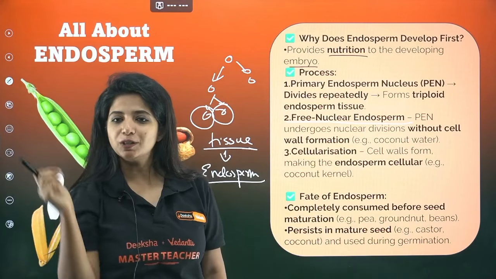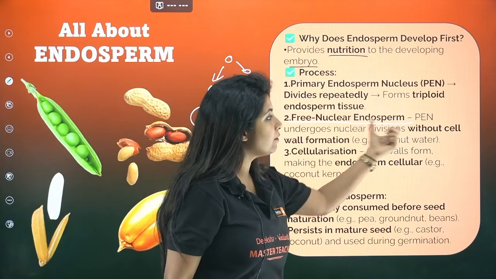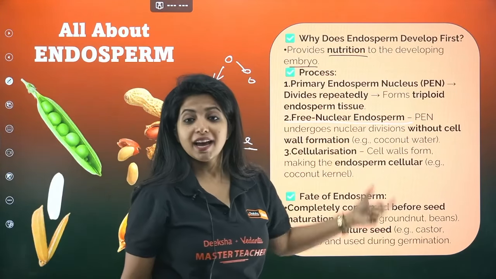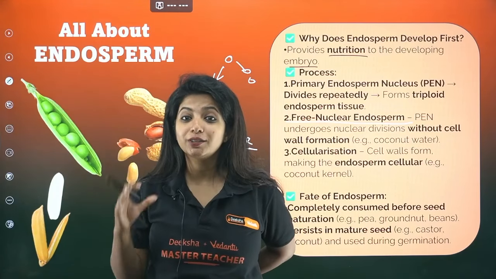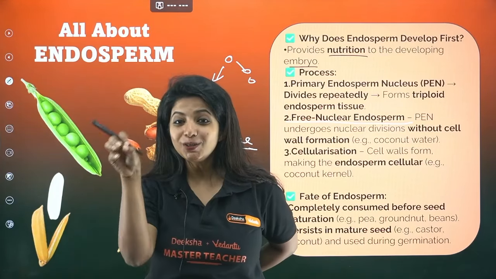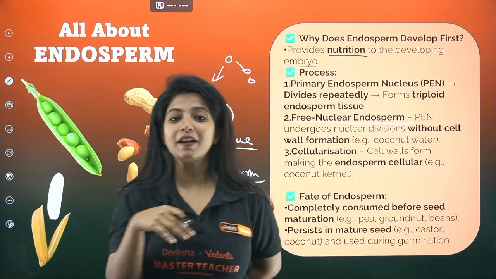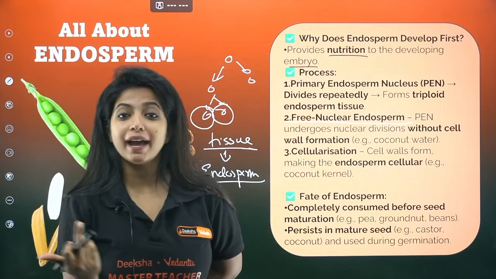The PEN undergoes nuclear division without cell wall formation, and that is known as free nuclear endosperm. Where do you see it? You see it in coconut water. The coconut water that you see is just the endosperm nuclei. It is not covered by the cell wall.